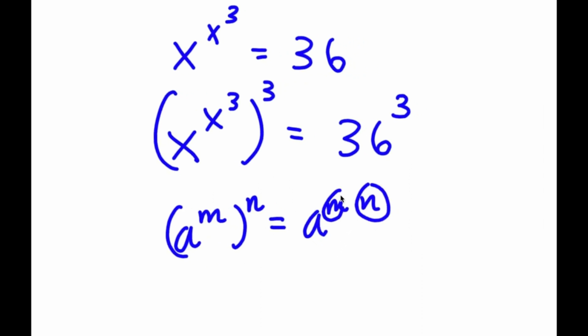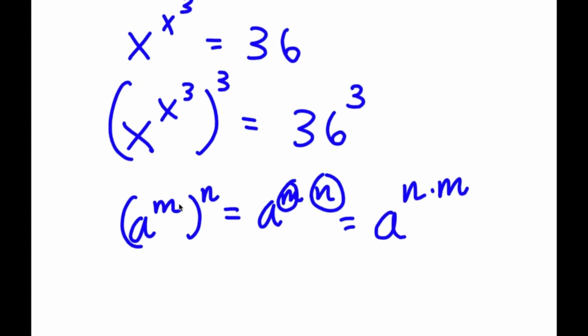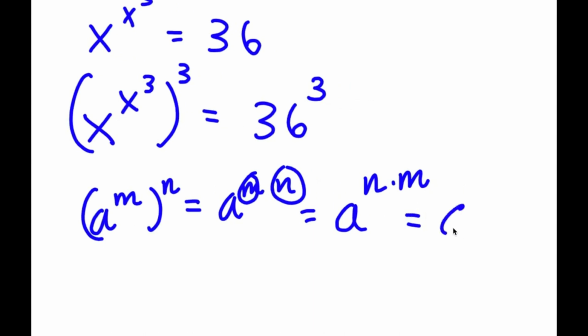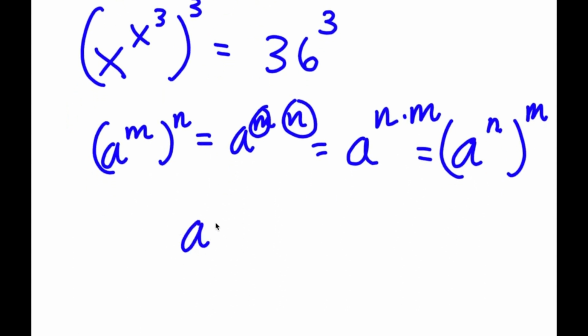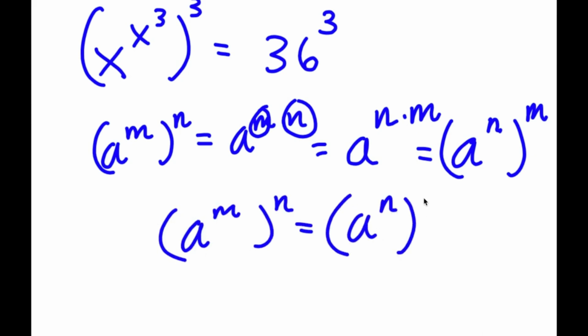And m and n here are interchangeable, meaning this is also equal to a to the power of n times m. So if a to the power of m to the power of n is equal to a to the power of m times n, and a to the power of n times m is the same thing as a to the power of m times n, this means that this is also equal to a to the power of n to the power of m. So in simpler terms, a to the power of m to the power of n is equal to a to the power of n to the power of m.